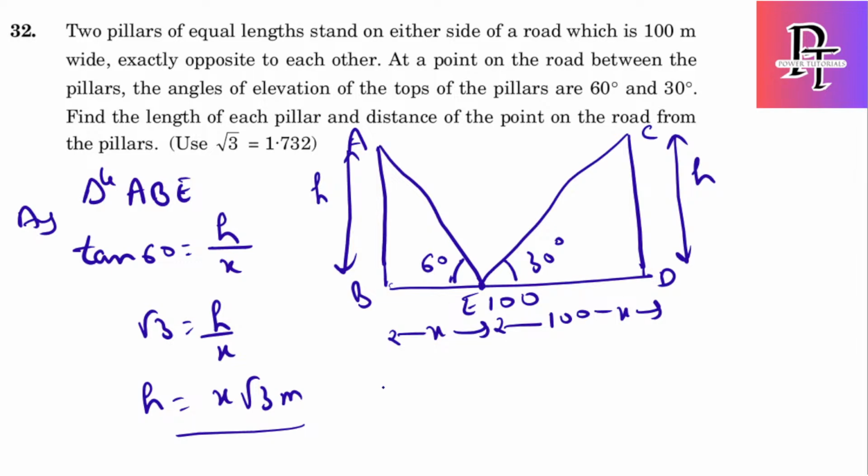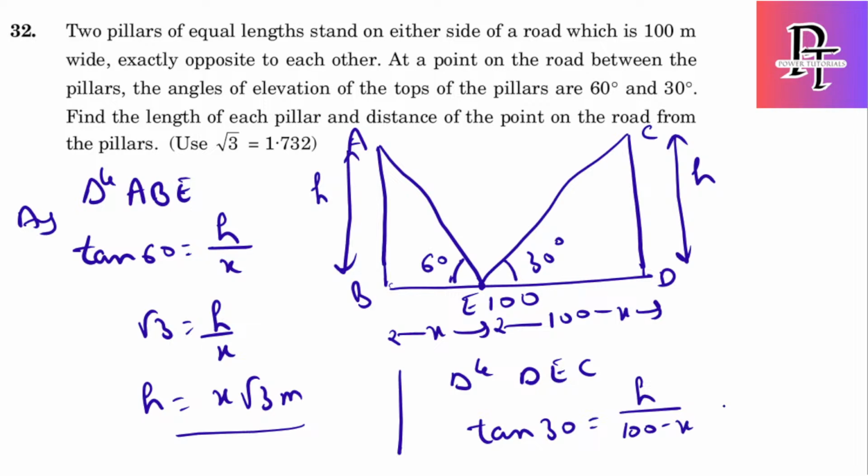Same way let's do the other triangle, DEC. In triangle DEC, the angle is 30 degrees. So tan 30 is H by 100 minus X. Tan 30 is 1 by root 3, so 1 by root 3 equals H by 100 minus X. If I write that again, it becomes 100 minus X is equal to H root 3.